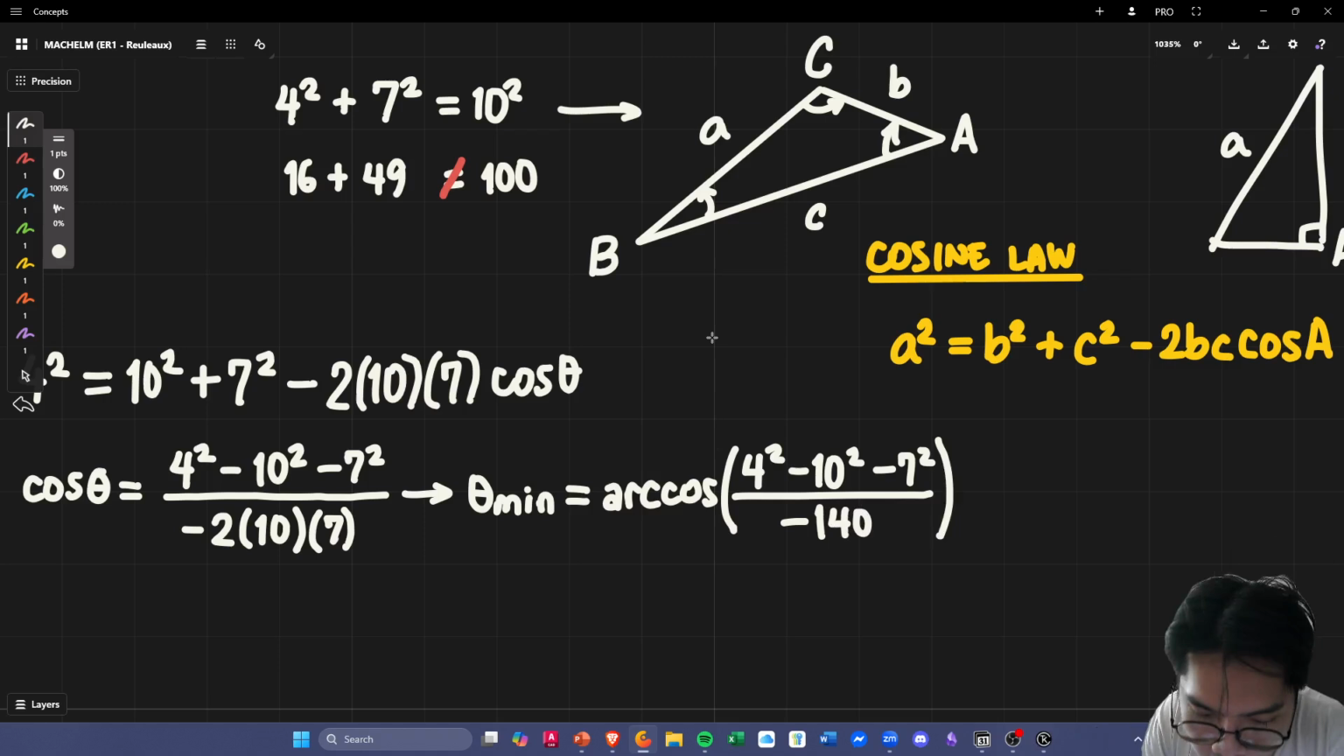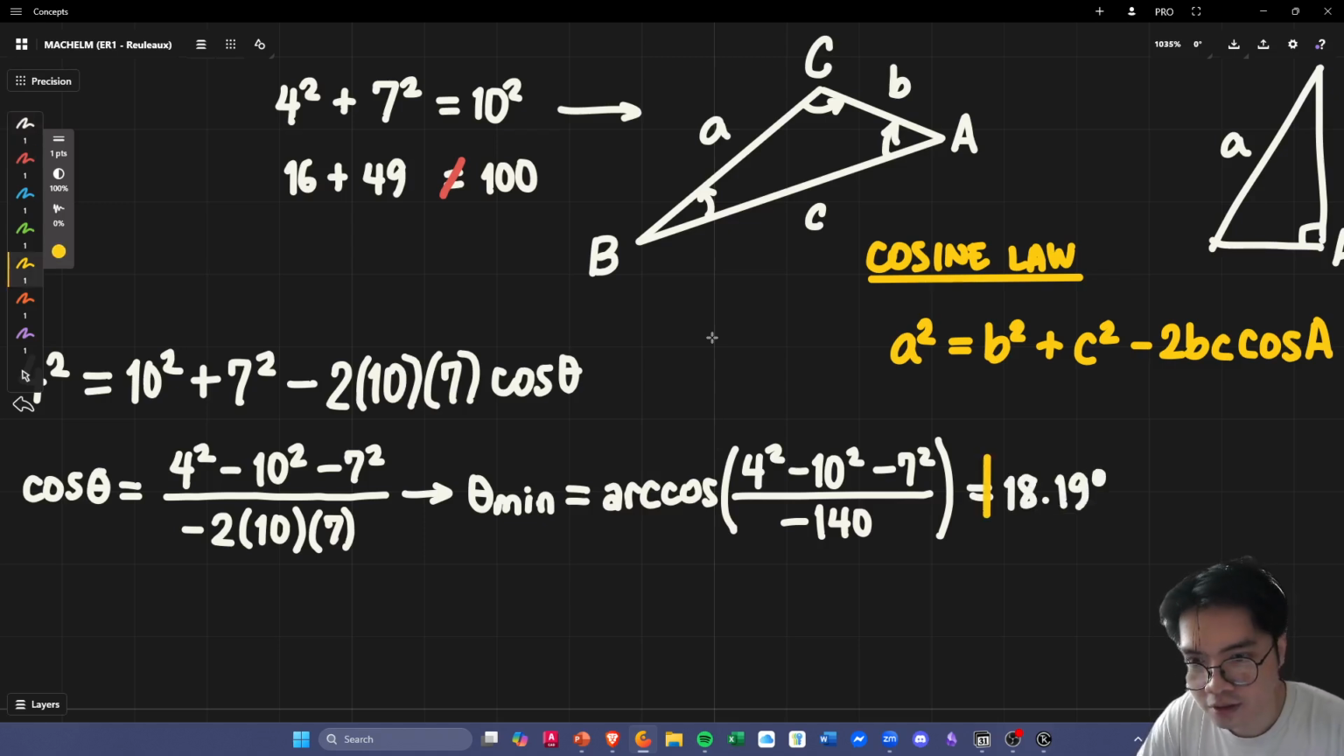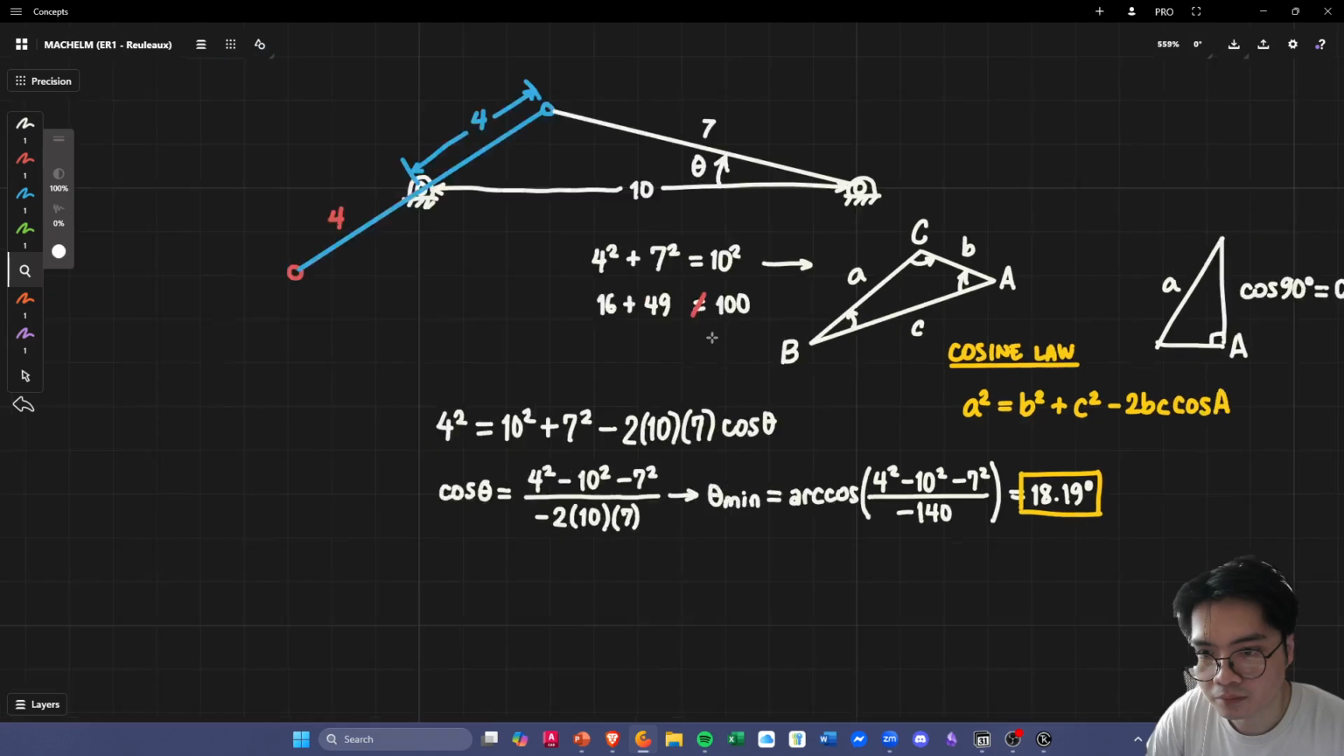And of course, be sure that you are on the correct angle units. Baka naman mamaya, you don't remember that you are in radians, so that's going to get you a really different answer. Negative 140, we will get an answer of 18.19. So that is our minimum theta in here. That is our first answer, that is for our minimum.